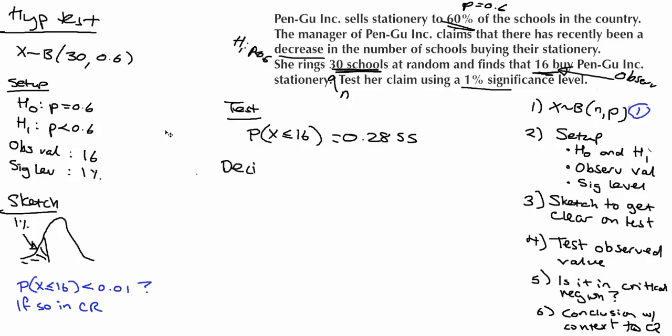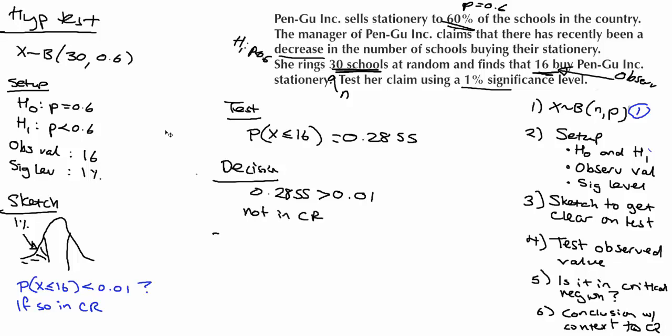Decision. Well, 0.855, that's greater than 0.01. So it actually means it's here somewhere. Do you see what I mean? It's like here somewhere. Okay, basically not in the critical region.